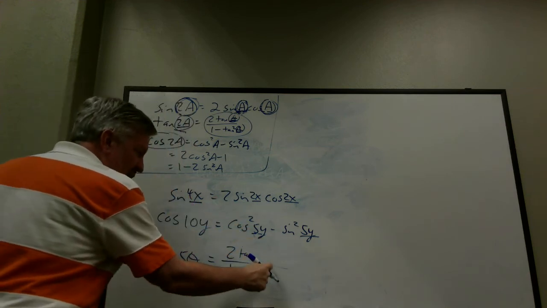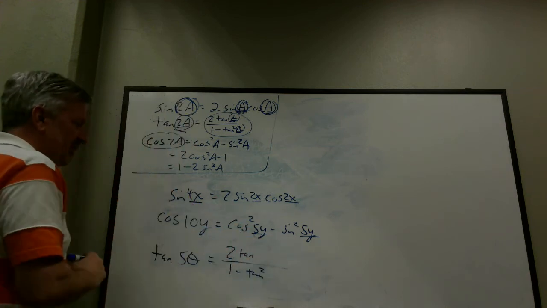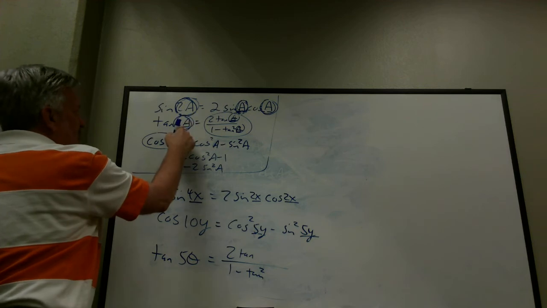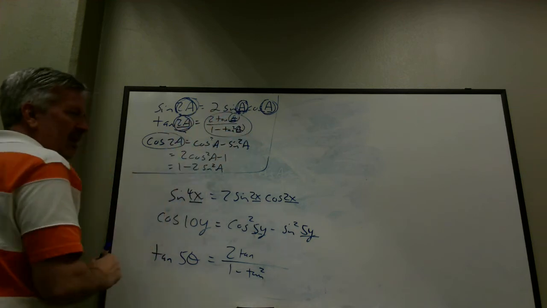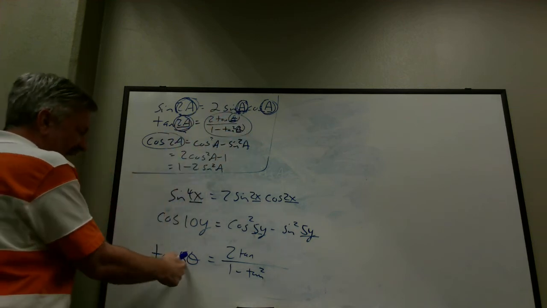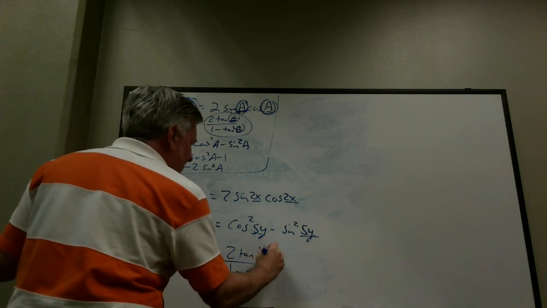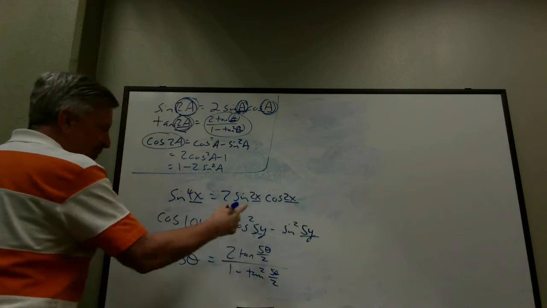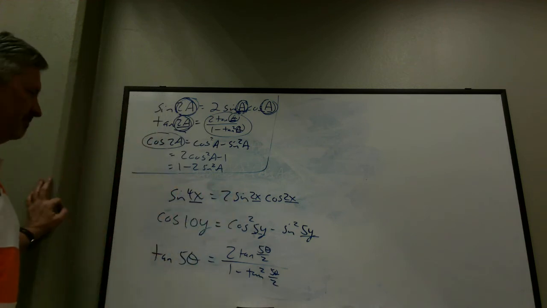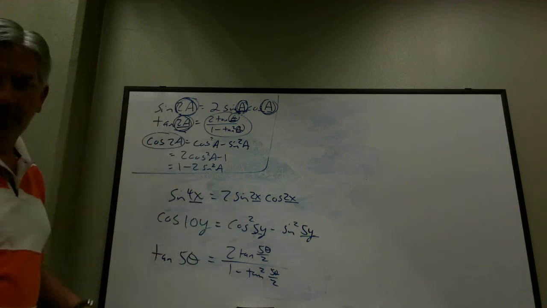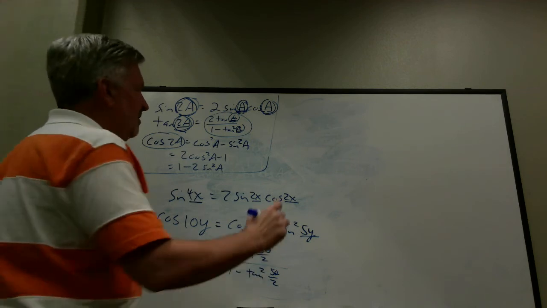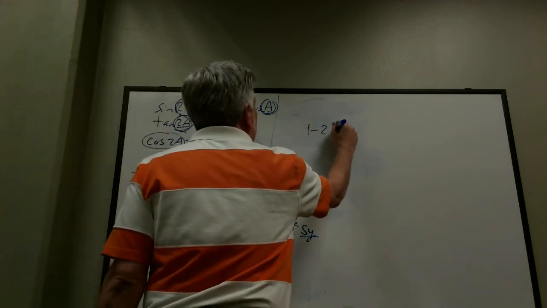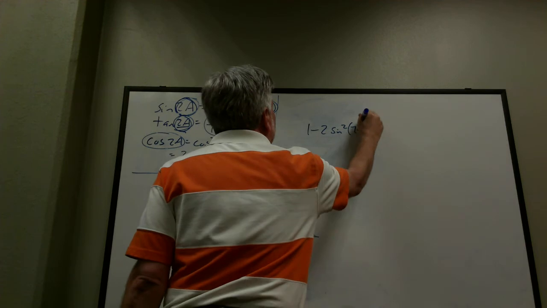Now, what angle goes here and here to make this a true statement? Whatever angle's here, 2a, half goes there and half goes there. Now, what's half of 5 theta? Well, it's 5 theta over 2. Right? It doesn't have to be an even number that divides evenly. Okay? Well, the next one says 1 minus 2 sine squared of 7c.